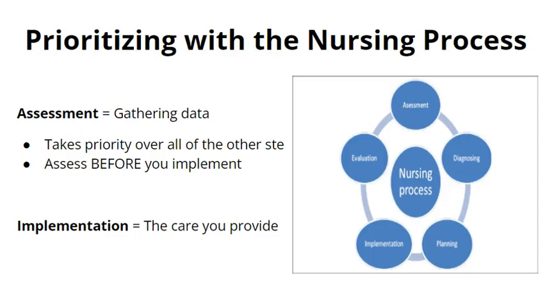So prioritizing with the nursing process, we're going to really focus on just these 2 steps: assessment, which is gathering data from your patient. This is going to take priority over other steps because we need to assess before we implement, and that's very important. And the other step is implementation. That's the care you're going to provide.